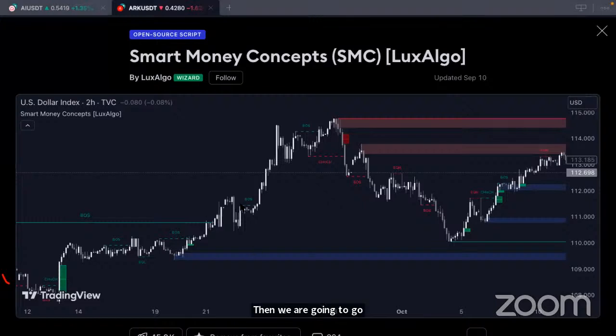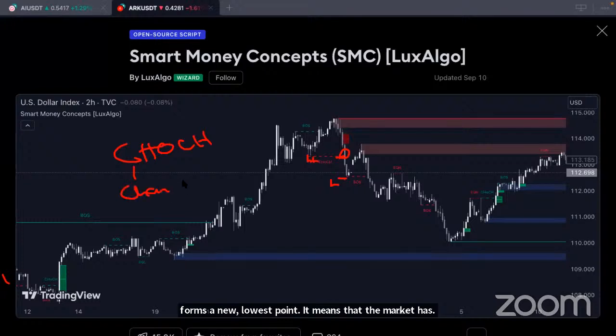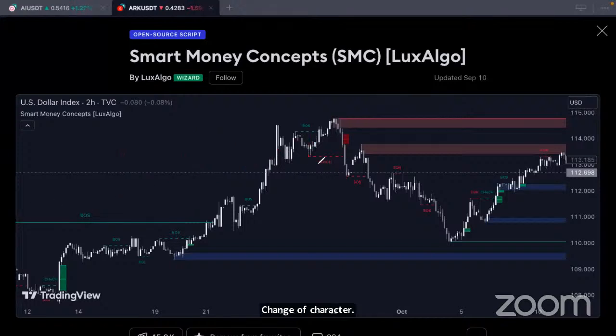Now, here we have understood break of structure. But now here, although he has his good way of explaining, this was the lowest point, the lower low. Now, it so happens that a green candle comes, or red candle comes, and breaks this lowest point and forms a new lowest point. It means that the market has CHOCH. This stands for change of character.